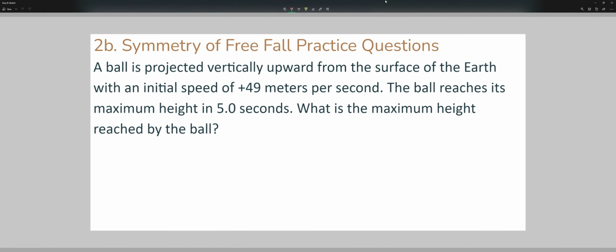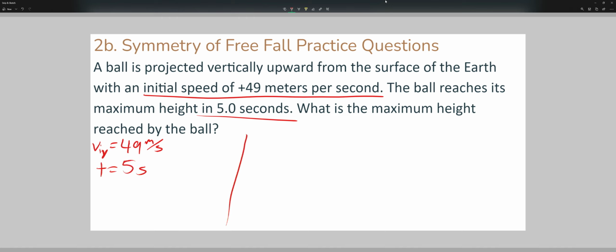So let's take a look at this question. A ball is projected vertically upward from the surface of the Earth with an initial speed of that. So my initial velocity in the y direction, since you're projecting it vertically upward, is 49 meters per second. The ball reaches its max height in 5 seconds. You're going to go upward, and the question asks, what is the max height reached by the ball? So what is dy?